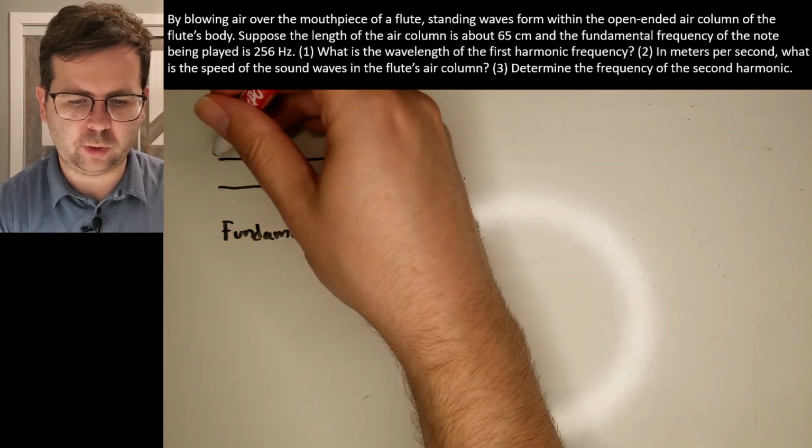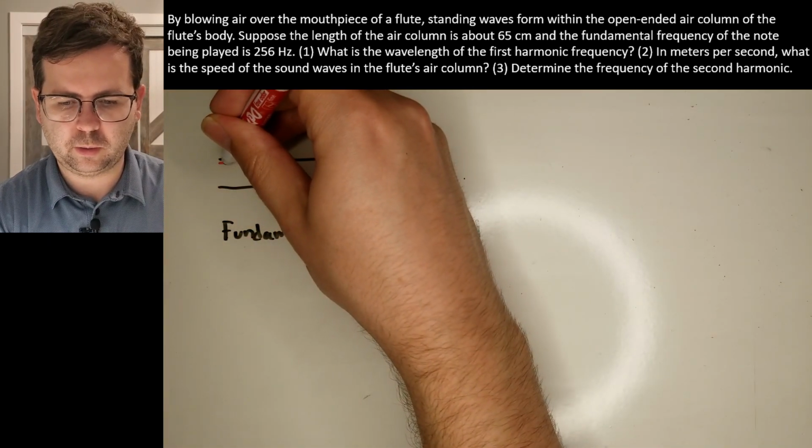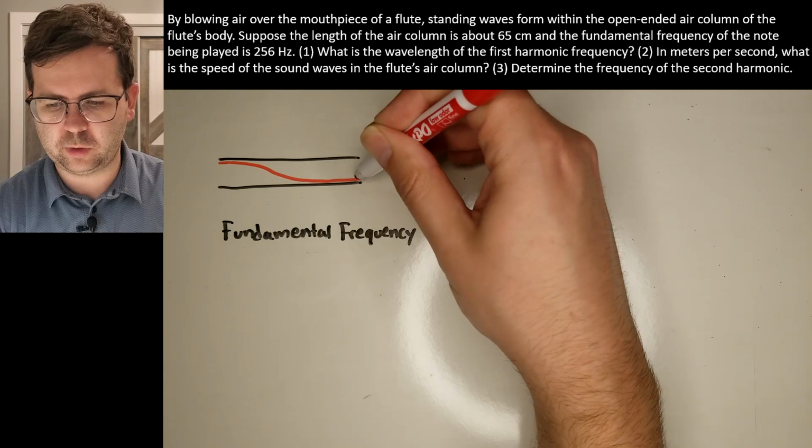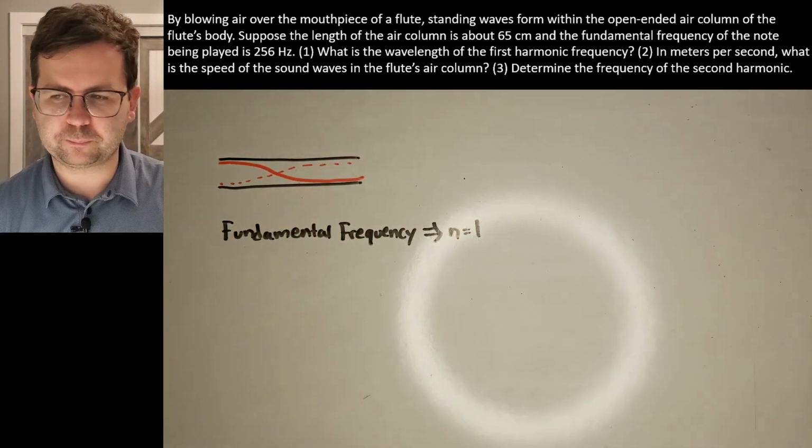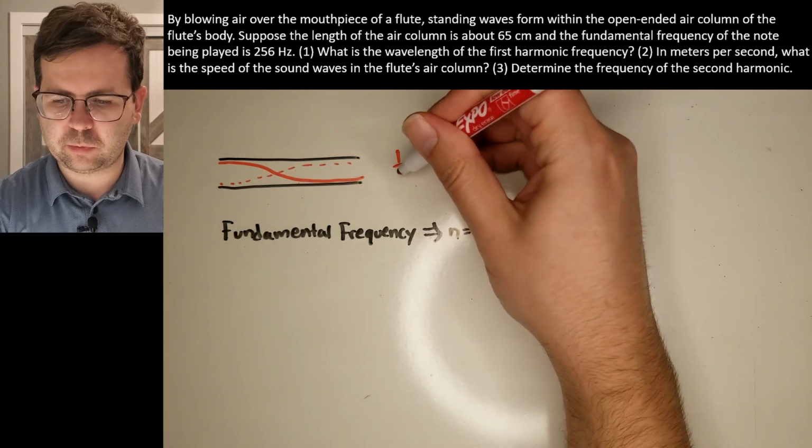So when I draw a wave here, it's going to be from one antinode to another, a crest to a trough, and vice versa. It just flips back and forth like that. So we have half of a wavelength in there.